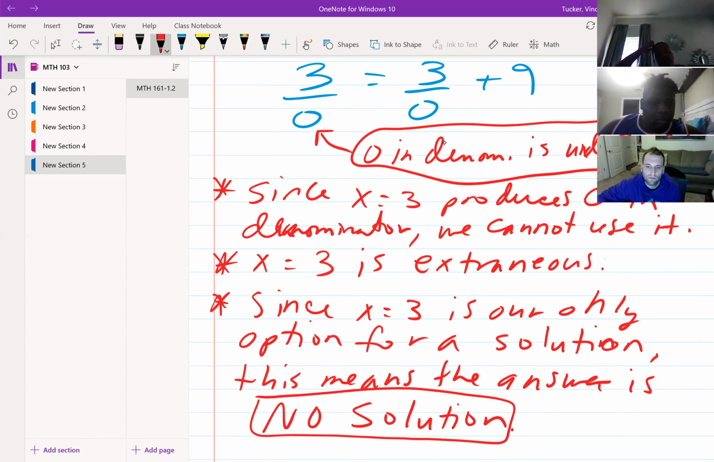All right, so since x equal to 3 is our only option for a solution, this means that the answer is no solution because we saw that x equal to 3 could not work for us. So there's no solution that will work. There's no value that I can plug in for x that will make this a true statement. Now, as we progress forward and get more complicated problems, we can have more than one solution. It is possible for one to work and the other one not work. So of course, then we wouldn't write no solution. We would just use the one that works as a solution.